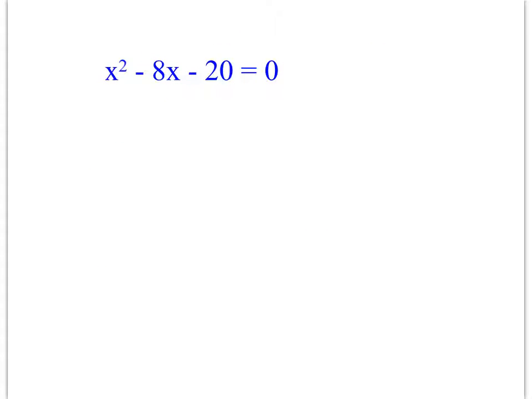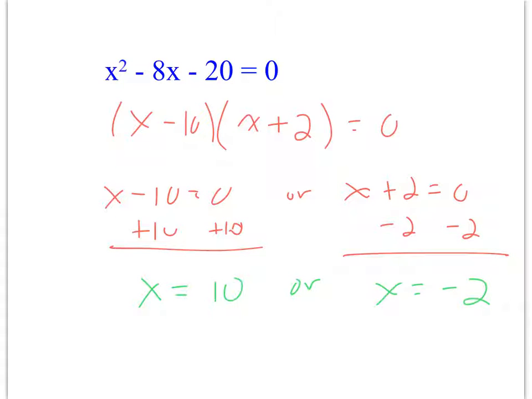This quadratic equation right here is actually factorable. So I want you guys to stop the tape right now and go ahead and factor this and come up with 2 answers for x. And I shall be right back. You should have found that x is 10 or x is neg 2.